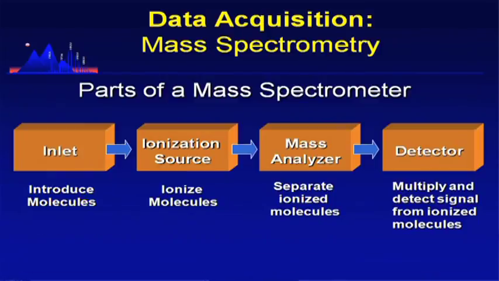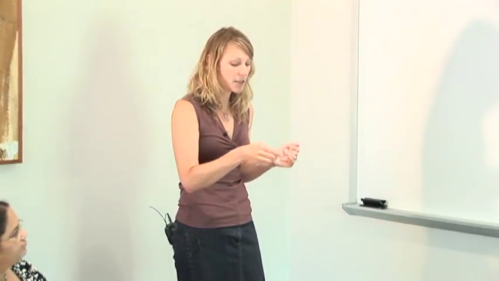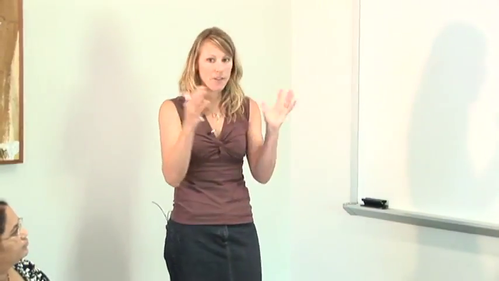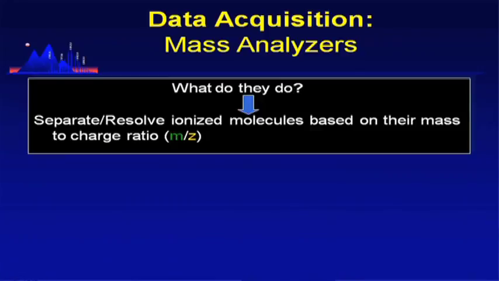All right, let's move on to the mass analyzer. This is the part of the mass spec that separates the ionized molecules over time, and it's the part that sort of defines what the mass spec is. So what does a mass analyzer do? A mass analyzer separates or resolves our ionized molecules based on their mass to charge ratio, which is called M/Z.